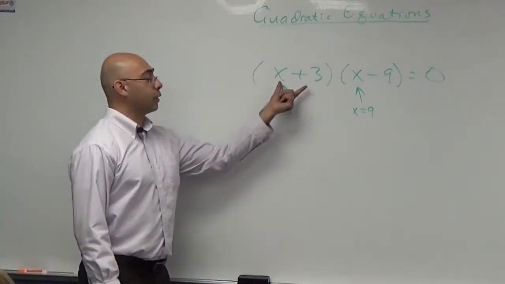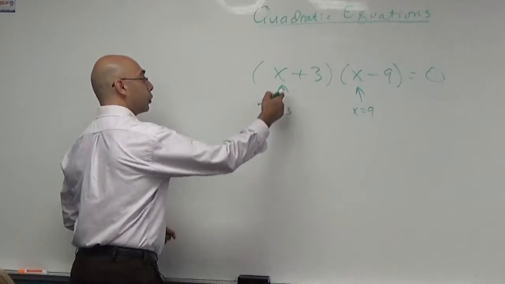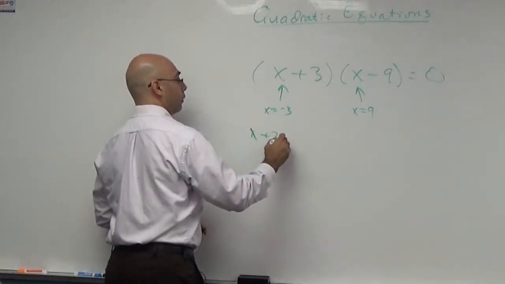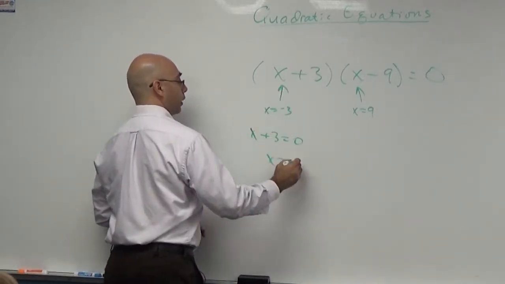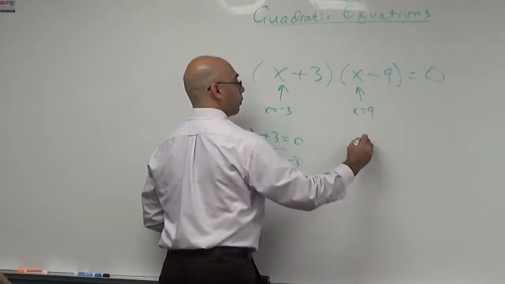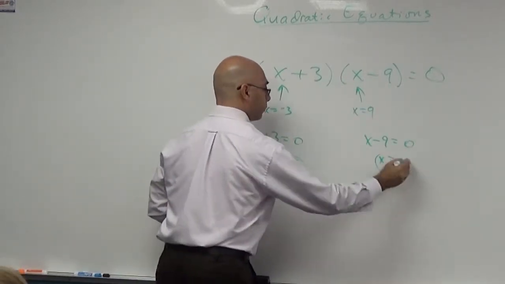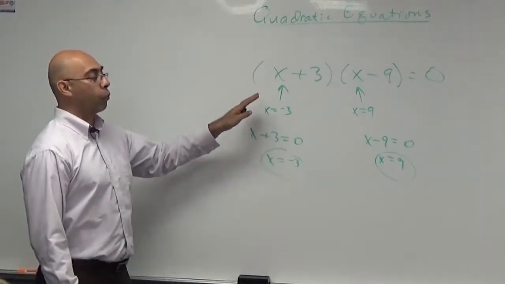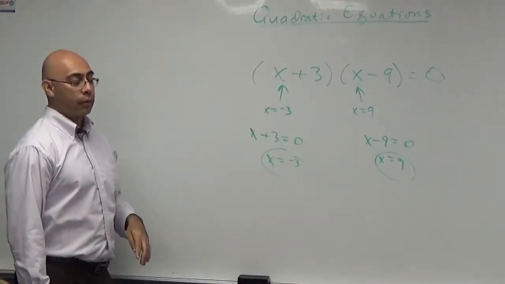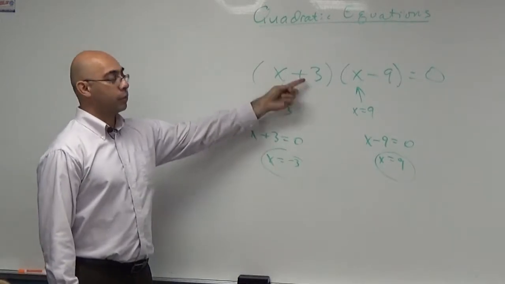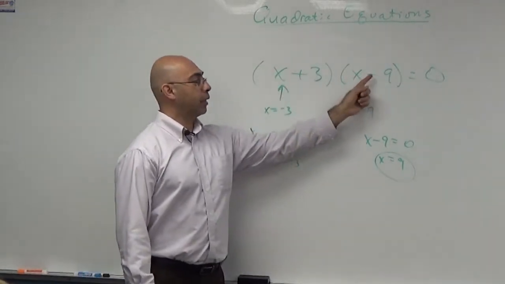Because if this is equal to 0, if I want to show my work, then x equals -3. If this was equal to 0, x would have to equal 9. I'm hoping you don't have to worry about going through all those steps. You could look at that and say -3 plus 3 is 0, 9 minus 9 is 0.